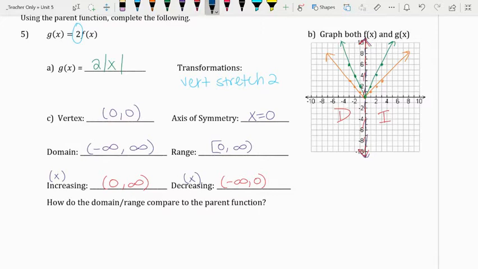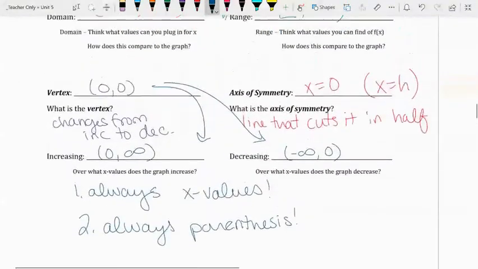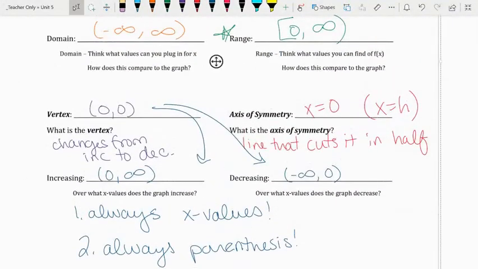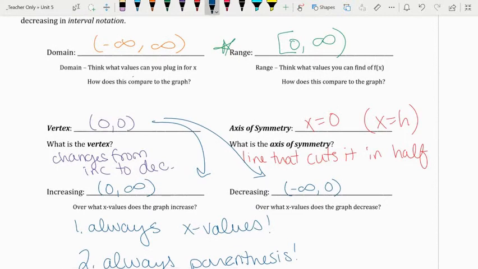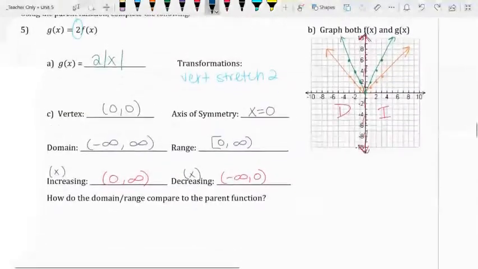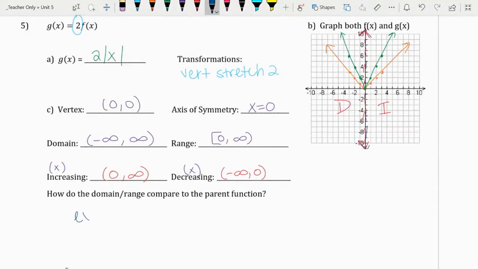Now it says, how did the domain and range compare to the parent function? Well, if we think back to up here where we did this on the last one, domain and range in the orange and green, exactly the same. Exactly the same. And that's always going to be the case when it's just an A value.